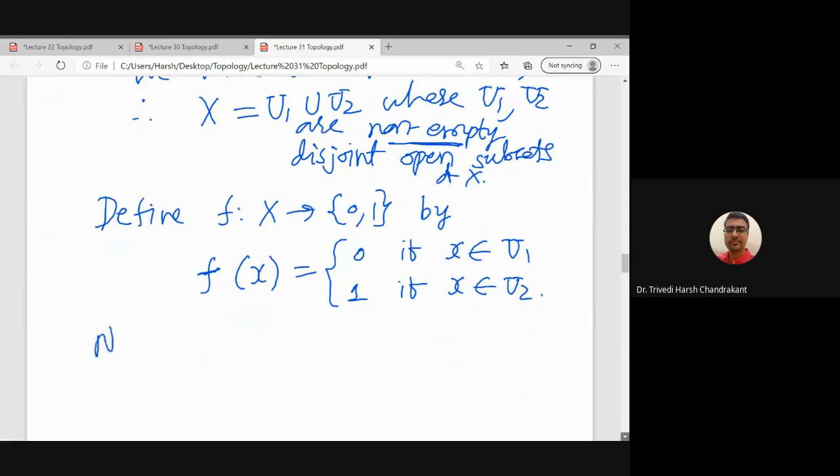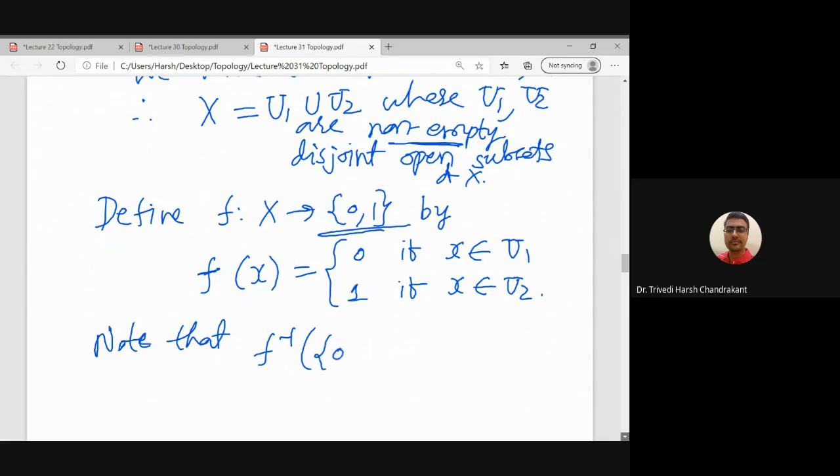To show f is a continuous function, what do I want to show? I want to show that the inverse image of every open set is open, right? If I can show that, then f will be continuous. The open subsets of {0, 1} in the discrete topology are nothing but the null set, the whole set, singleton 0 and singleton 1. So let us find the inverse image of all these sets.